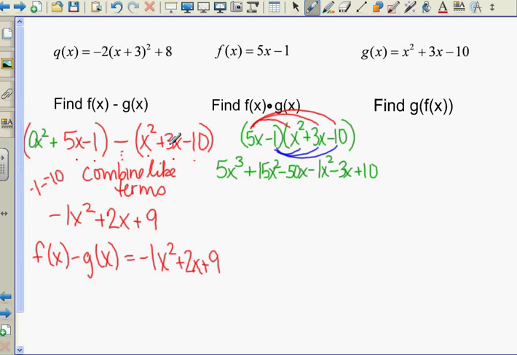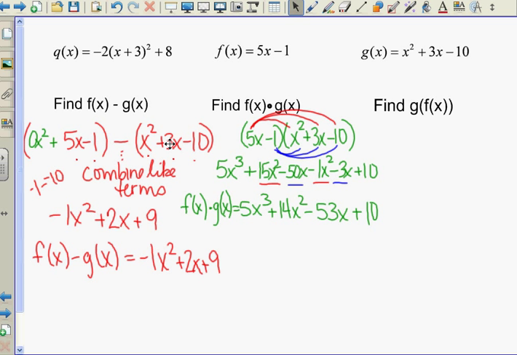Combine our like terms. Let's see, like quadratics right there, and separately like linear pieces right there. So we would have 5x to the third. Quadratic pieces end up being 14x squared overall. Linear pieces end up being negative 53x. And then positive 10. And that is f of x times g of x. And we got actually a cubic function. Like I said, we'll be coming to that in our next unit. Okay, so you can multiply functions together, you can add and subtract them, and then this last one was function composition.